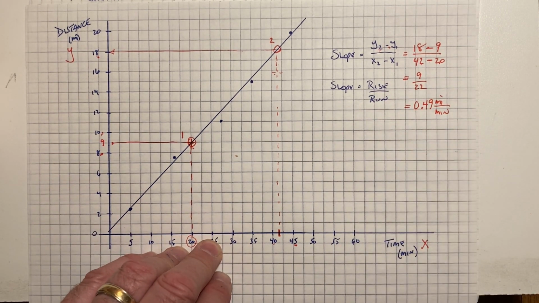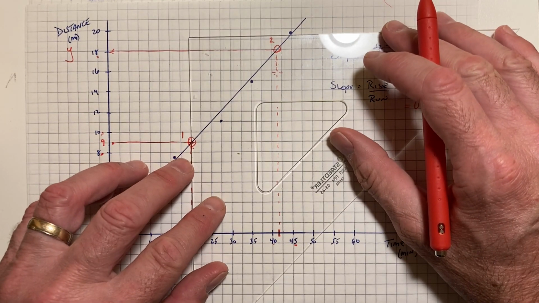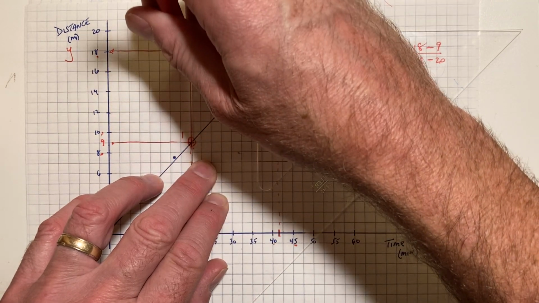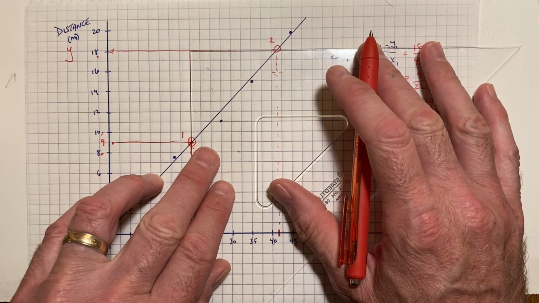Well, when you do rise over run, you actually draw a triangle between your 2 points. So I'll draw my rise part of my triangle. And then I'll draw the run part of my triangle.